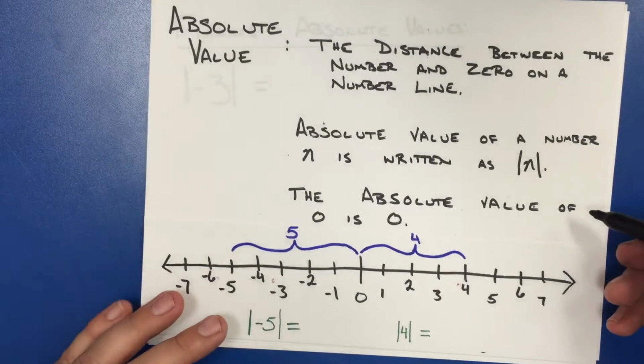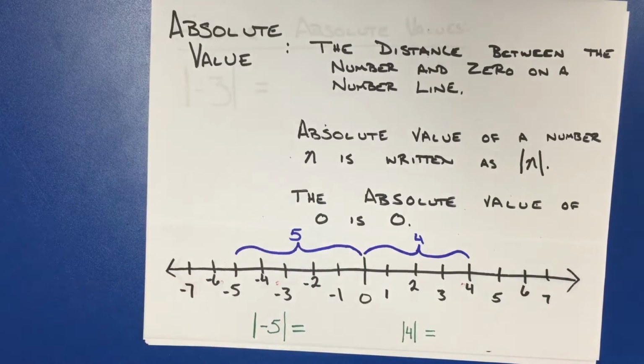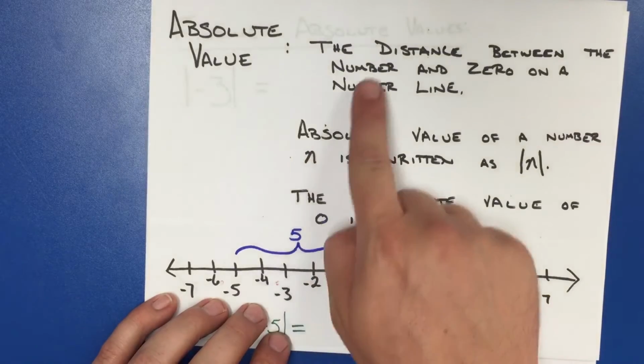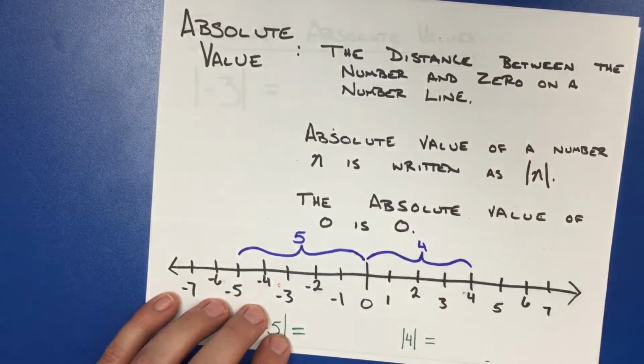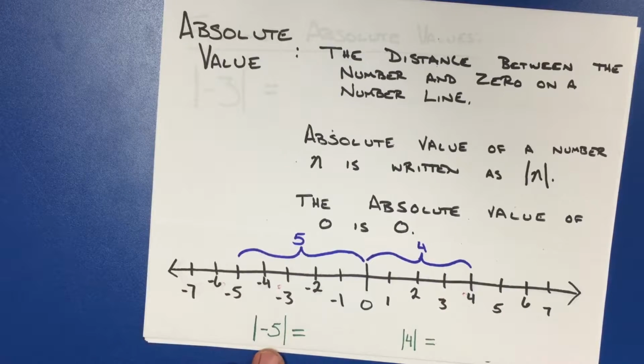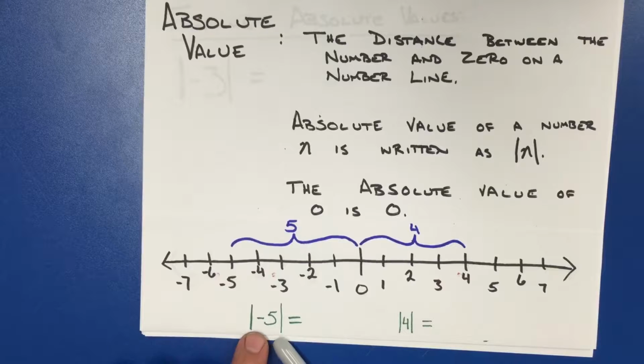I'm also going to point out that the absolute value of 0 is 0. It is neither negative nor positive, so we're just going to skip it and move on. Now, again, absolute value is the distance between the number and 0 on a number line. So I don't really care necessarily whether this is negative or positive. I've got a couple examples down here: the absolute value of -5 and the absolute value of 4.